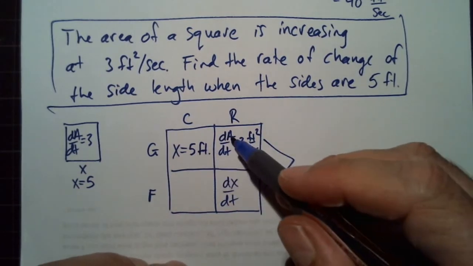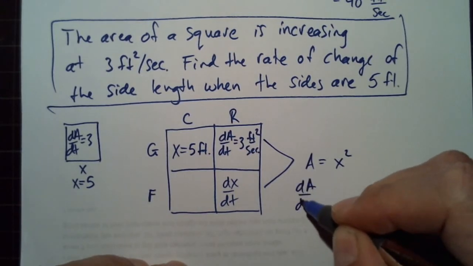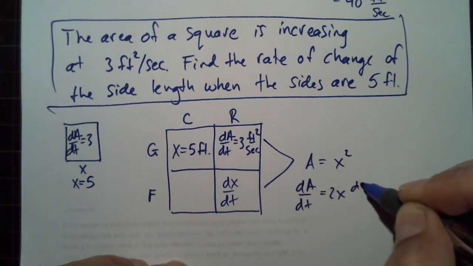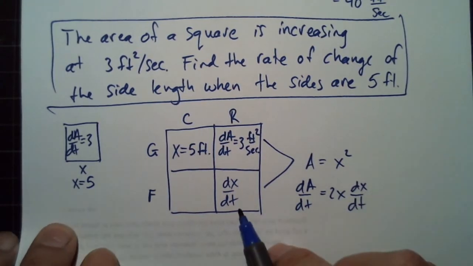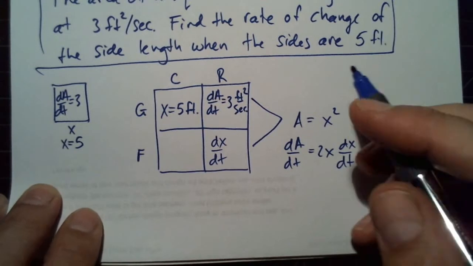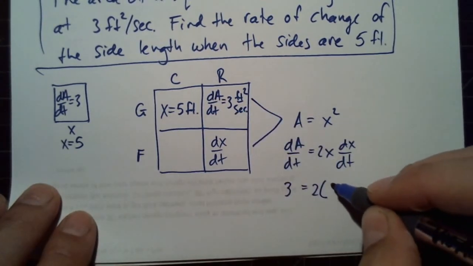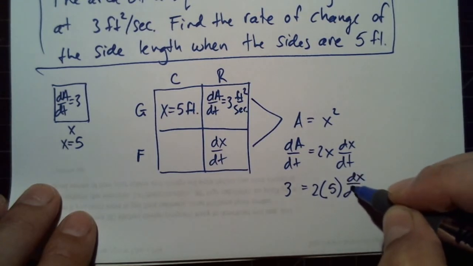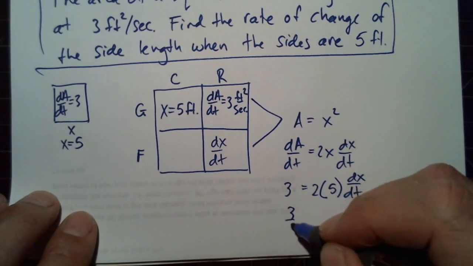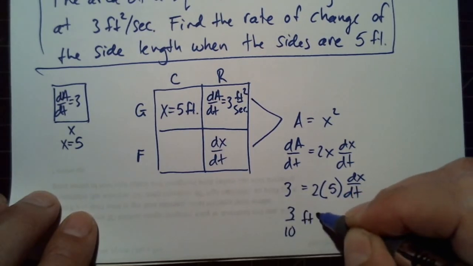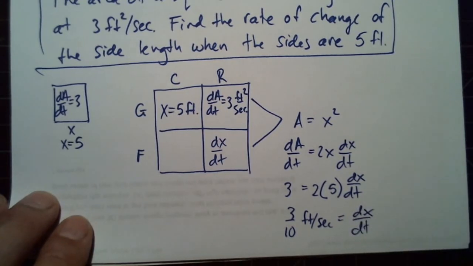And then we have a relation for A and x. Area is x squared. dA/dt is 2x dx/dt. And then we just solve for whatever we're supposed to find, dx/dt. dA/dt is 3, x is 5, and we're going to solve for dx/dt. So we have 10, and we'll divide by 10. So 3/10 foot per second is the rate of change of the side length.